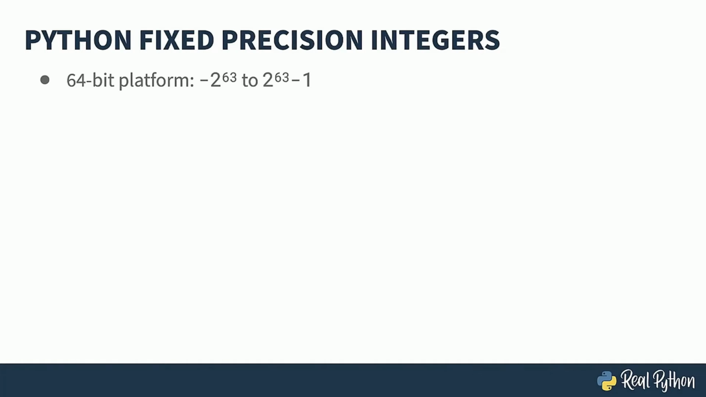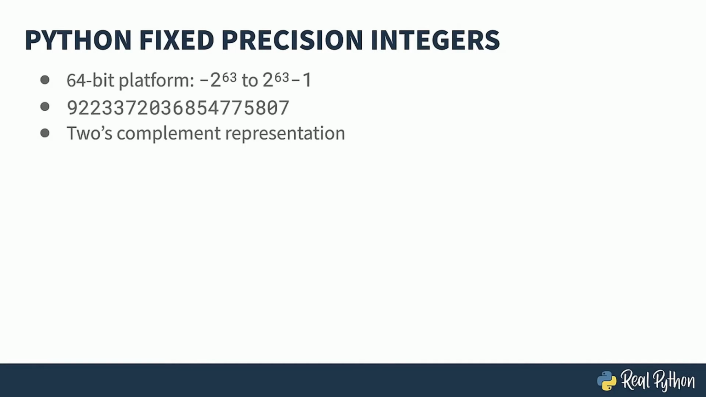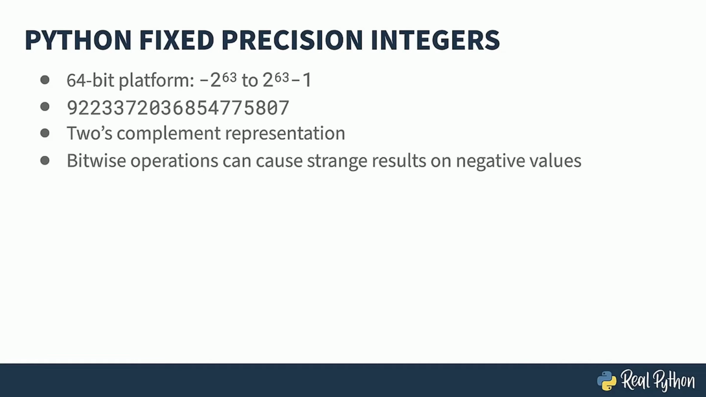On a 64-bit platform, the 8-byte representation of an integer can store from -2 to the 63 all the way up to 1 less than +2 to the 63. That's an upper limit of this very big number. To store negative values, Python's fixed precision integer uses 2's complement storage. As you may recall from previous lessons, flipping bits on a 2's complement number can have strange effects.